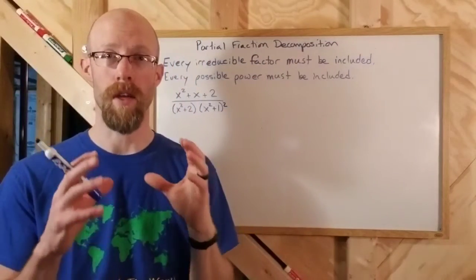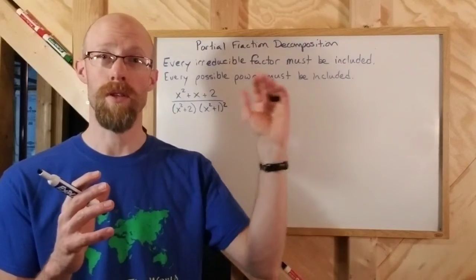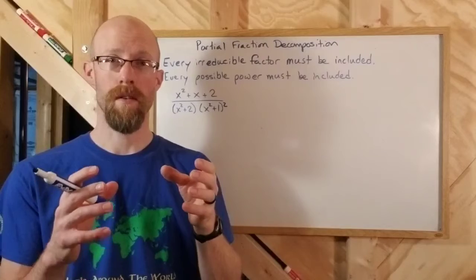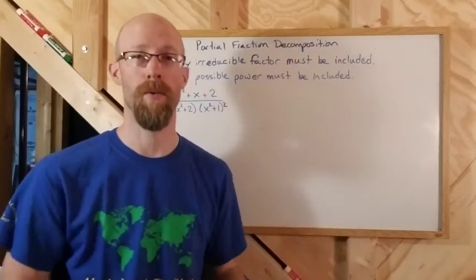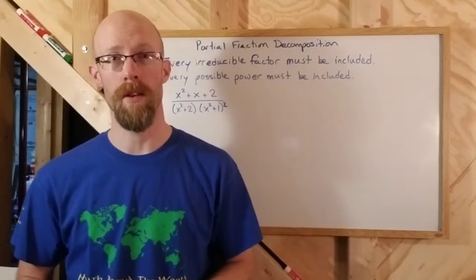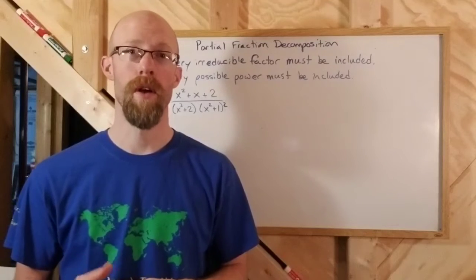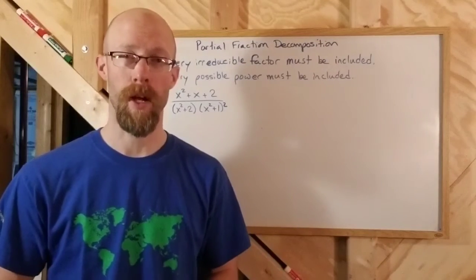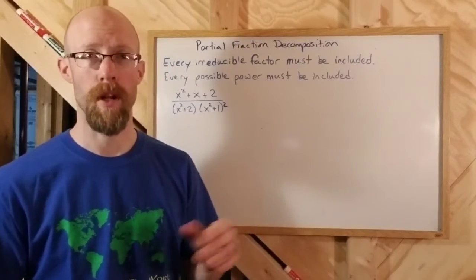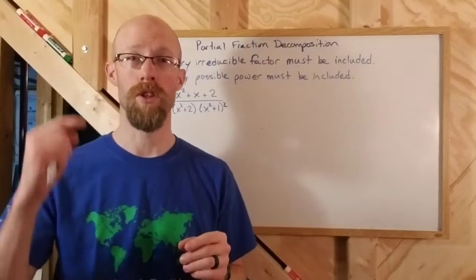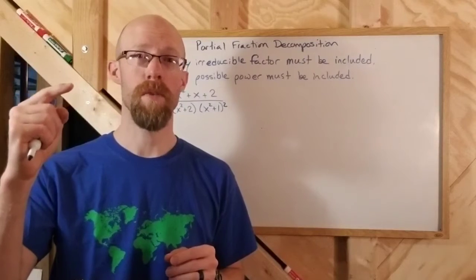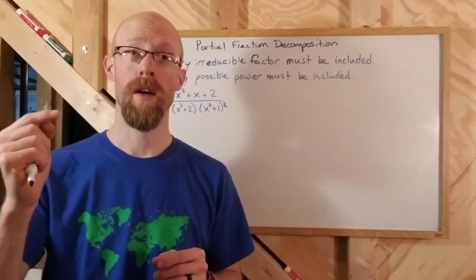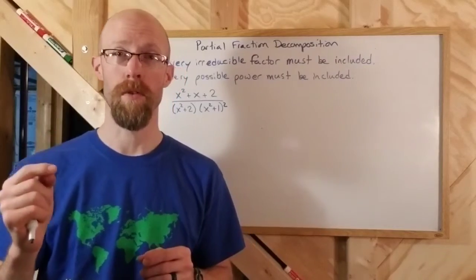So if you have an irreducible factor raised to, say, a third power, then you have to include the first, second, and third powers as different denominators. So every possible power. So every irreducible factor and every possible power. And the other thing, which I didn't actually write up here, but is also true, is that the numerator must be of lesser degree, specifically one lesser degree, than the irreducible factor.